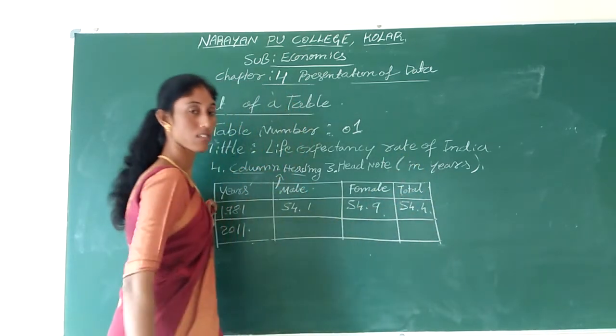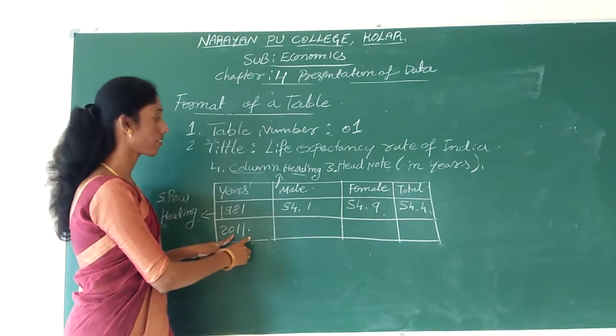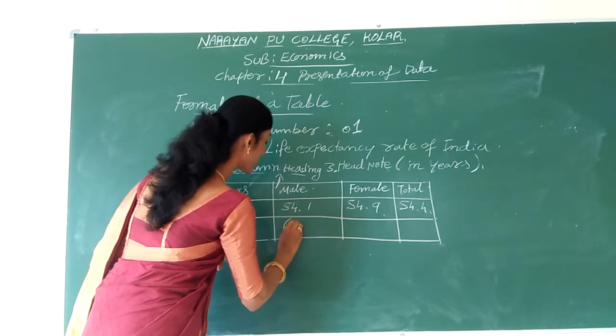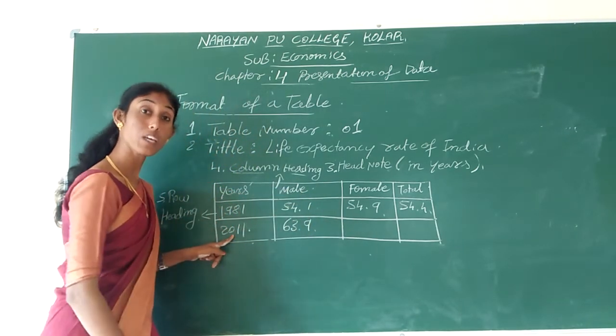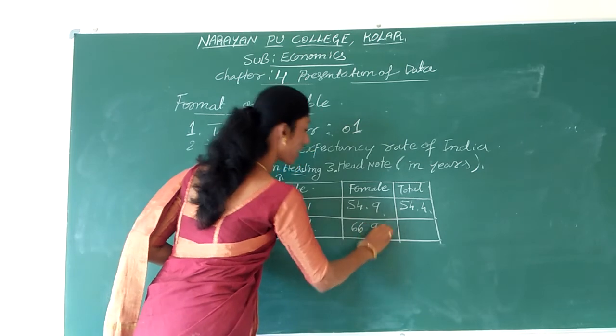54.4. Then next, according to the 2011 census, the male life expectancy is 63.9 and female life expectancy is 66.9.